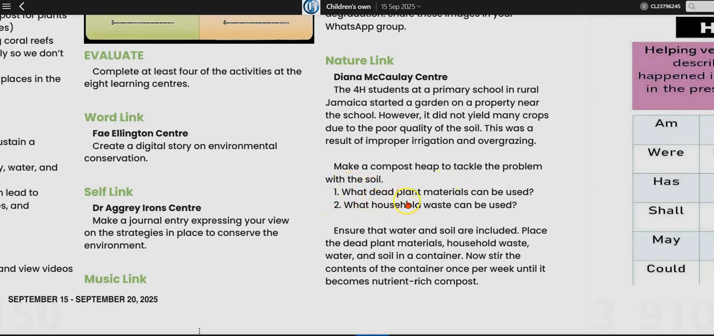1. What dead plant materials can be used? We could use leaves, for example. What household waste can be used? We could use vegetable scraps. Ensure that water and soil are included. Place the dead plant materials, household waste, water, and soil in a container. Now stir the contents of the container once a week until it becomes nutrient-rich compost.